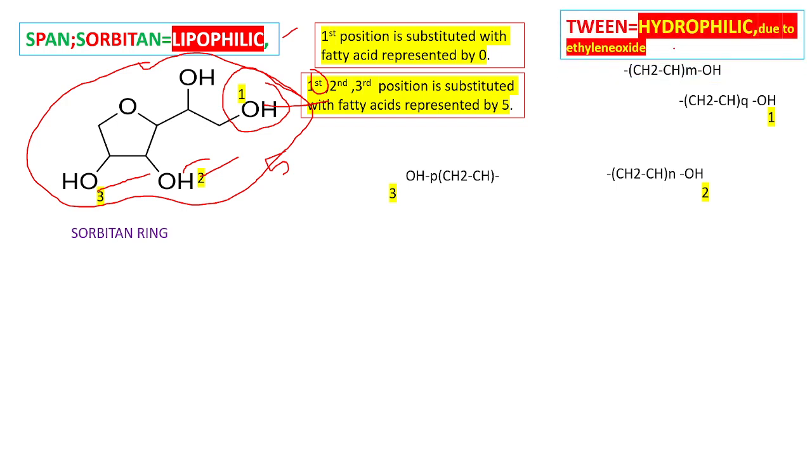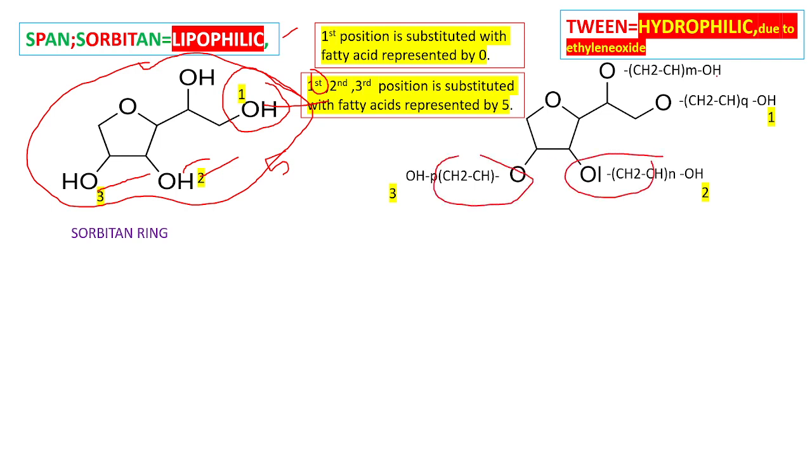Tween. See, this Tween is hydrophilic in nature due to the presence of ethylene oxide. Already we have discussed. See, this Tween contains ethylene oxide groups. See, these ethylene oxide groups are there. How many ethylene oxide units should be there? Only 20. Hence the name Tween.